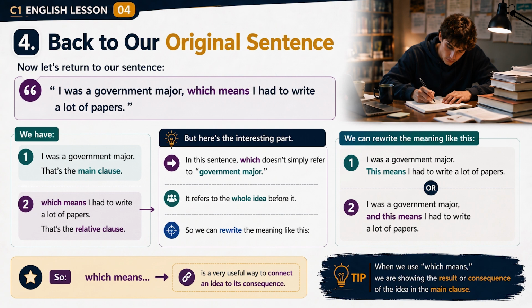In this sentence, which doesn't simply refer to the government major. It refers to the whole idea before it. So we can rewrite the meaning like this. I was a government major. This means I had to write a lot of papers. Or, I was a government major, and this means I had to write a lot of papers. So, "which means" here is a very useful way to connect an idea to its consequence.